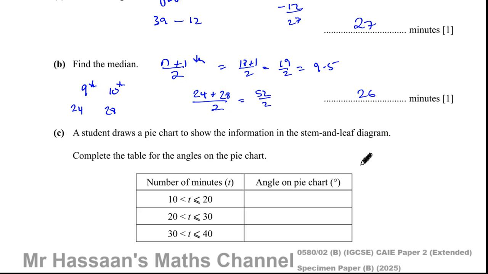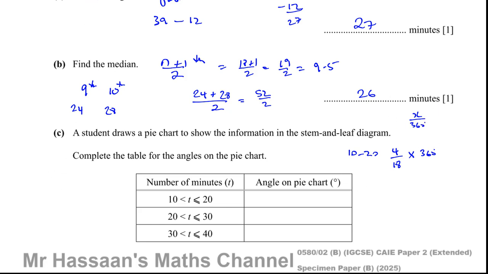So for 10 to 20, we have 4 entries out of 18 altogether, and we want to work out what angle this will make on the pie chart. So we multiply this fraction by 360 degrees. We could also say, x over 360, the angle out of the total angle for a pie chart.